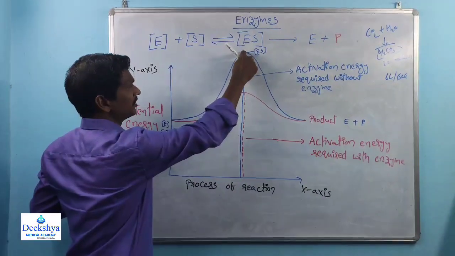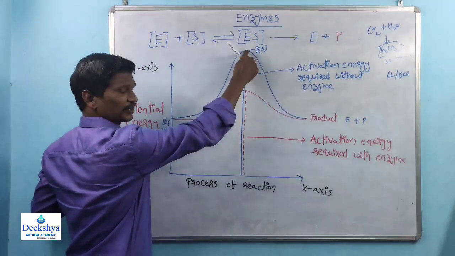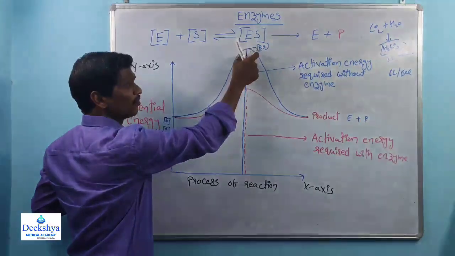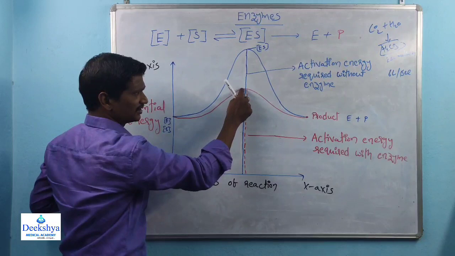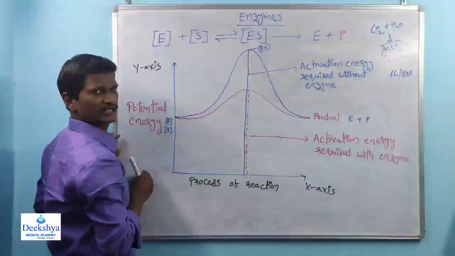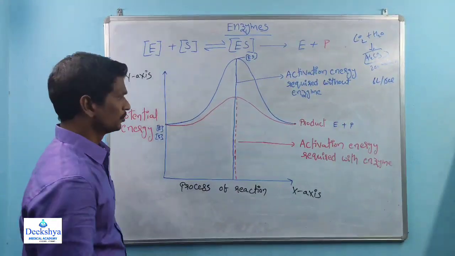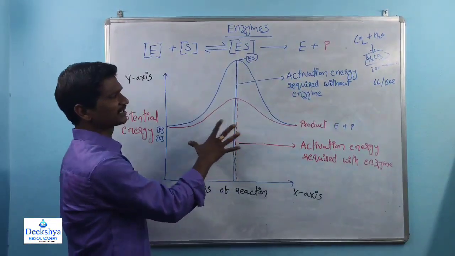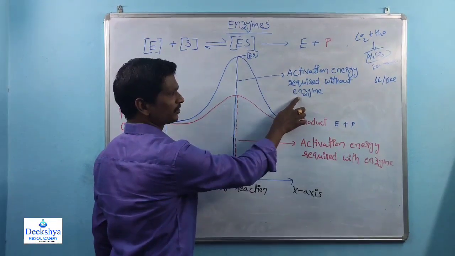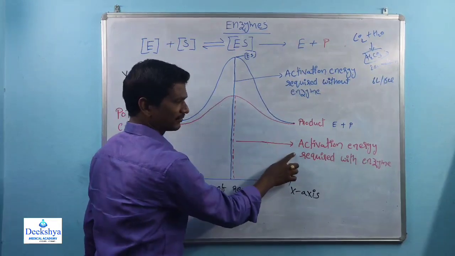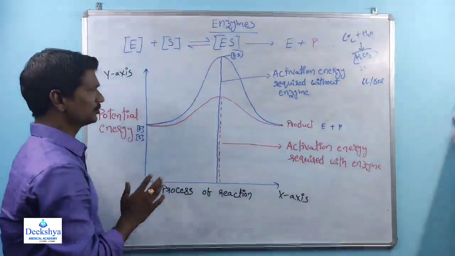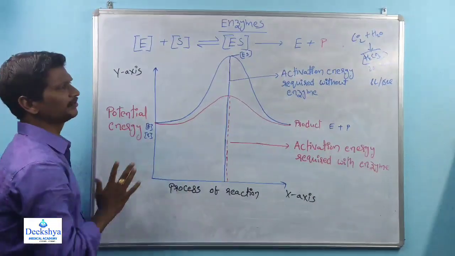See this point. Without any involvement of enzyme, more energy consumption takes place. This is the energy level. In the presence of enzyme, a lesser amount of energy is utilized. So finally this graph is indicated: the activation energy required without enzyme is more, and the activation energy required with enzyme is less. That is the main theme of this graph.